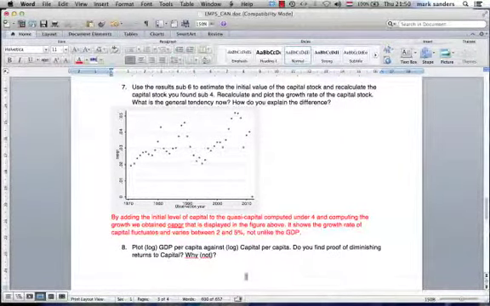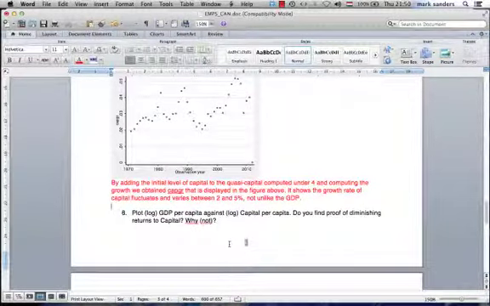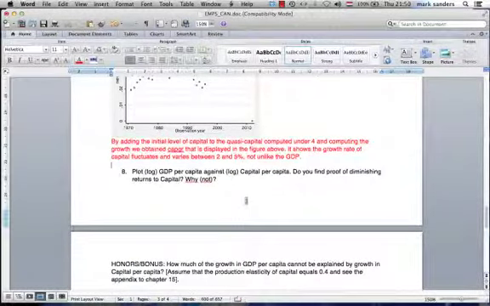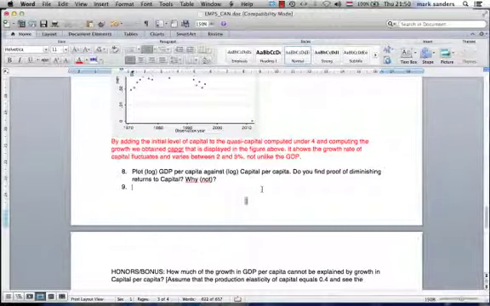Now what they want us to do is plot the log of the GDP per capita against the log of capital per capita, and can you find proof of diminishing returns to capital? Okay, well, it makes sense to give some thought to that. What would be the evidence you would like to see? If you're plotting the GDP per capita against the capital per capita, you would expect a concave relationship if there's diminishing returns to capital. If we plot this log against log, then it would be a straight line, but its slope would be less than 1.